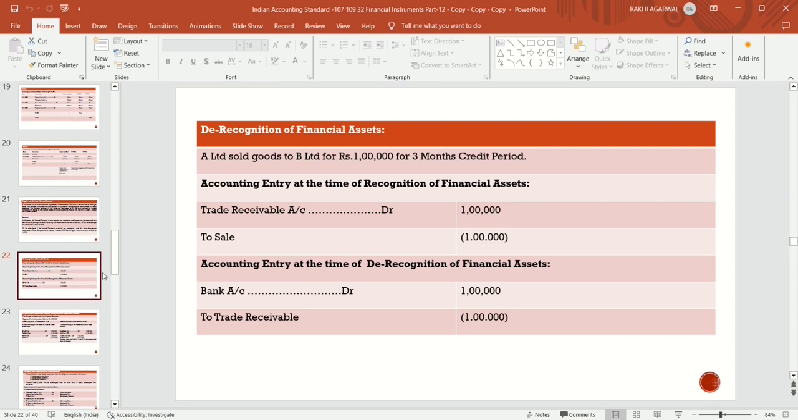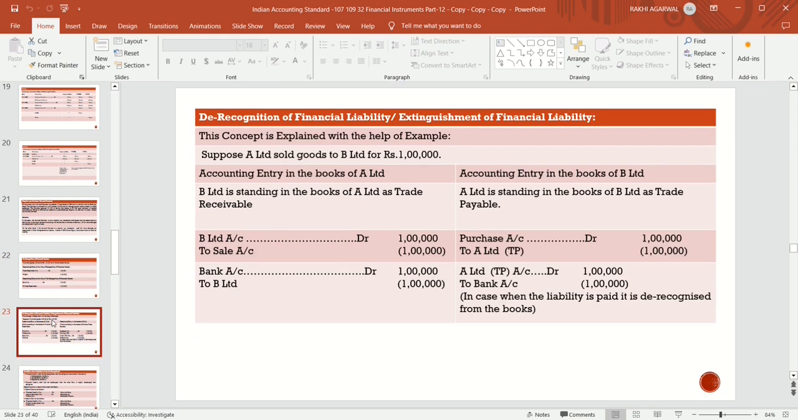He will de-recognize that and recognize the amount receivable. That is, bank account debit 1 lakh, to trade receivable 1 lakh. So he will debit the bank account by 1 lakh and credit the trade receivable, which earlier, at the time of recognition, he had debited. So in this way, firstly he will recognize the financial asset, then he will de-recognize it at the time of receipt. Now, another example of de-recognition of financial liability.